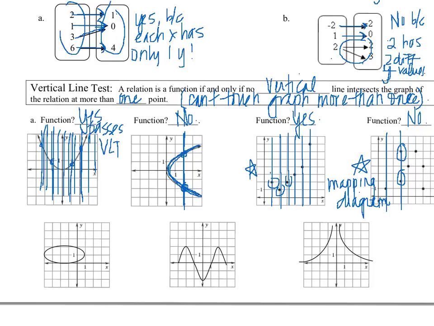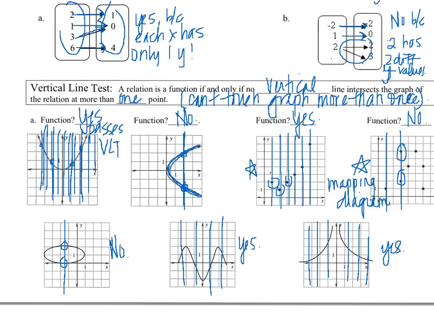Okay? Now, let's try the next one. If I take the ellipse and I draw a line, the problem is it touches more than once, so this is not a function. Okay? What about this one? If I cross here, I only touch once. Here once, here once, here once. The answer in this case is yes, this is a function. And the final one, once, once, once, once again, this is yes, this is a function.